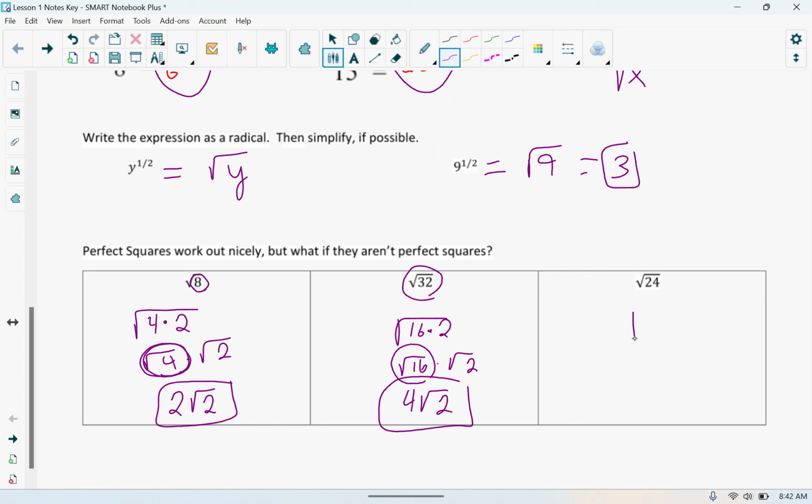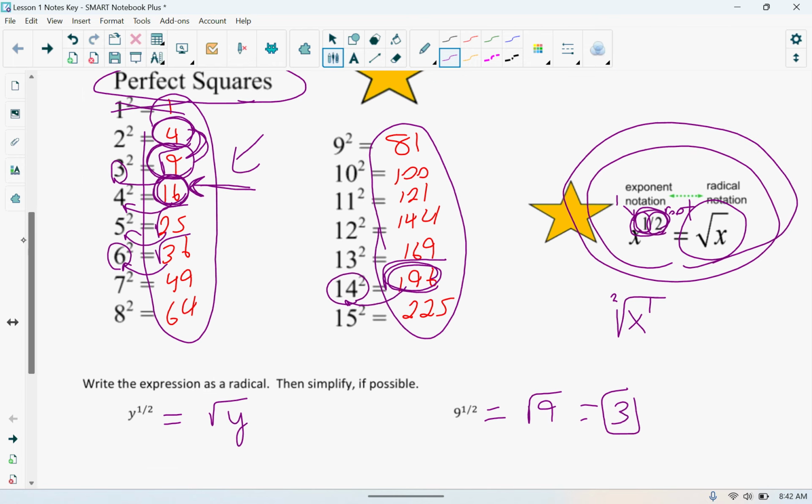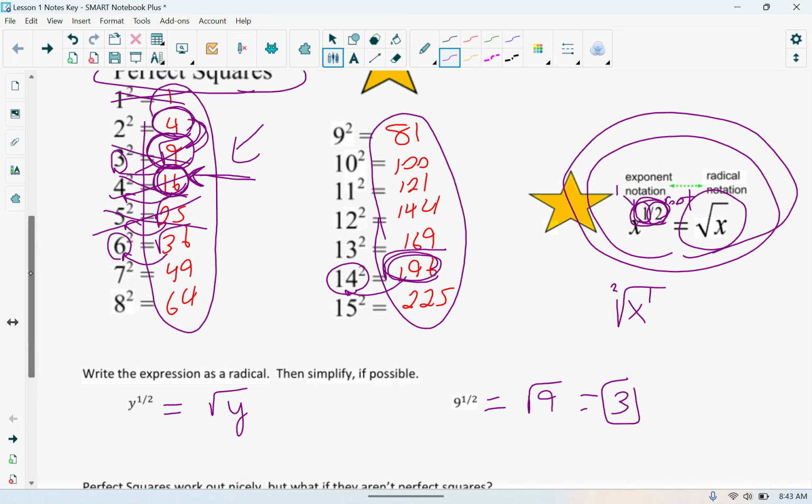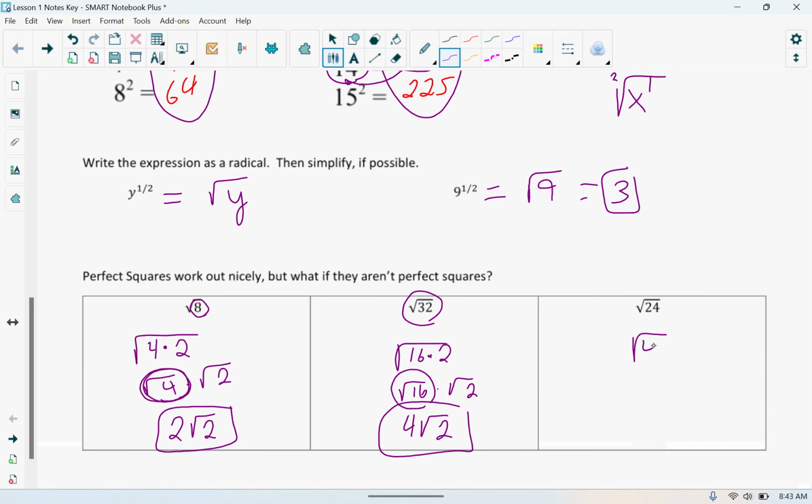Okay, let's try 24. So let's see. And what's nice about 24, I know it can't be that one. Really 16, I know doesn't go into 24. Does 9 go into 24? Nope. 4 goes into 24. So 4 goes into 24 6 times. And so I'm going to split this up. Square root of 4, square root of 6. The square root of 4 is 2. And I have 2 square root of 6 for my answer.